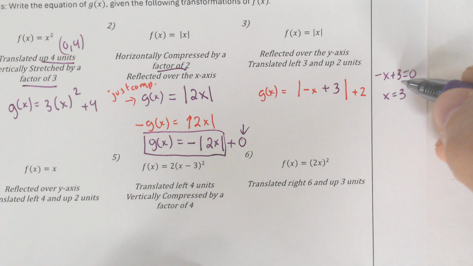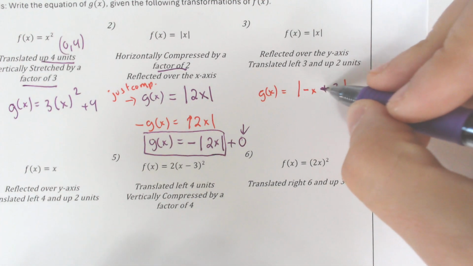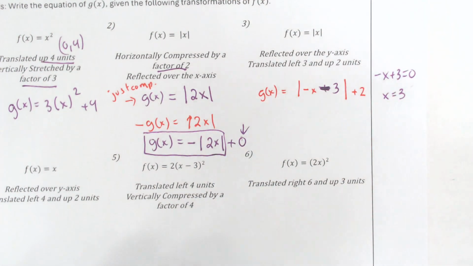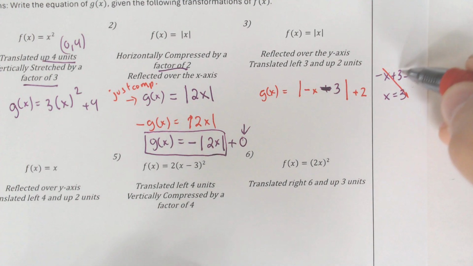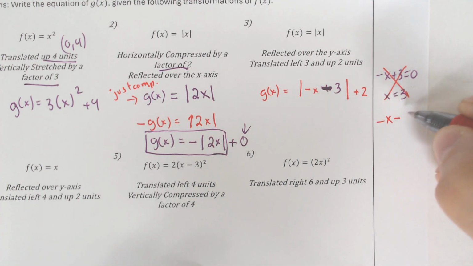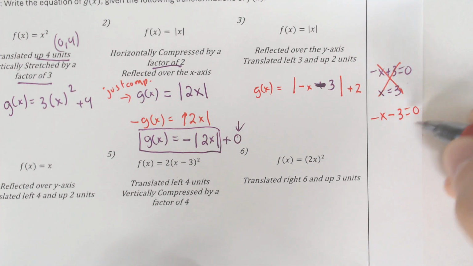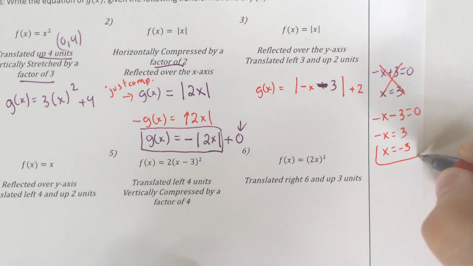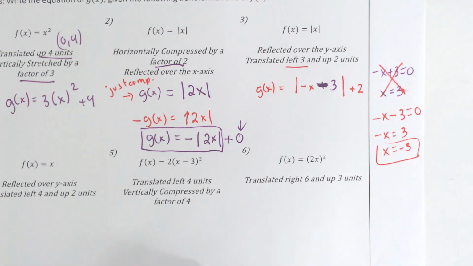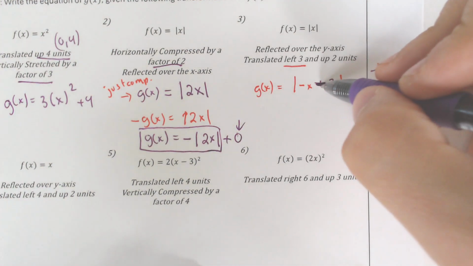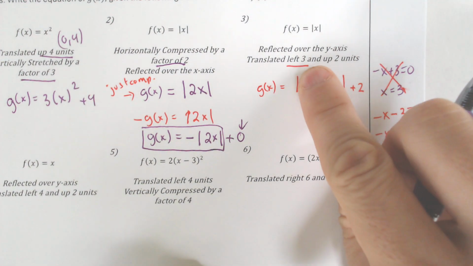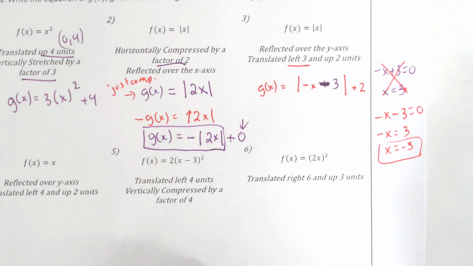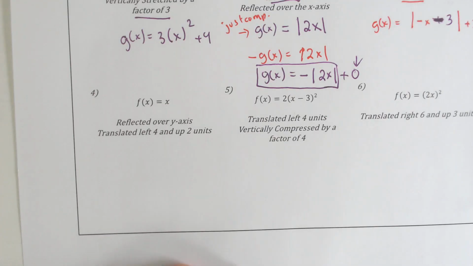Left by 3, minus. So be careful with that. I almost messed up. If we do negative x minus 3 equals 0, add the 3, negative x would equal 3, x would equal negative 3. We want it to go to the left by 3. So typically it would be a plus here, but because we wanted it to be reflected as well, that's why it's negative there. All right.